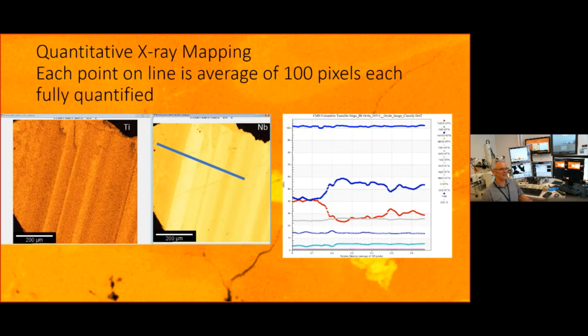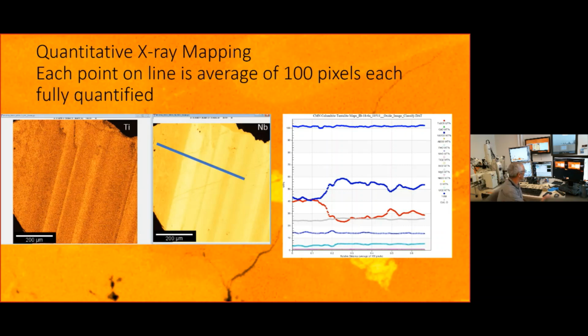So one of the neat things we can do with these new automated machines is what's called quantitative X-ray maps. This is the same grain again. I set up a 400 by 400 grid with each pixel 1 micron apart. For each of those pixels, I did a full quantitative analysis over 200 milliseconds, so 200 milliseconds per pixel, very short time. But I can actually do a full quantitative analysis for each of those pixels.